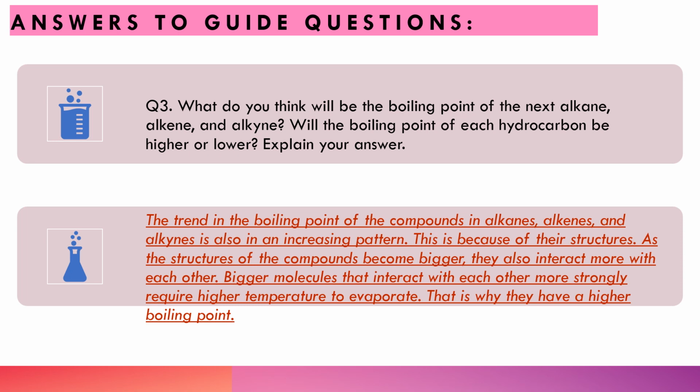Question number 3. What do you think will be the boiling point of the next alkane, alkene, and alkyne? Will the boiling point of each hydrocarbon be higher or lower? Explain your answer. So the answer is, the trend in boiling point of the compounds in alkanes, alkenes, and alkynes is also in an increasing pattern. This is because of their structures.